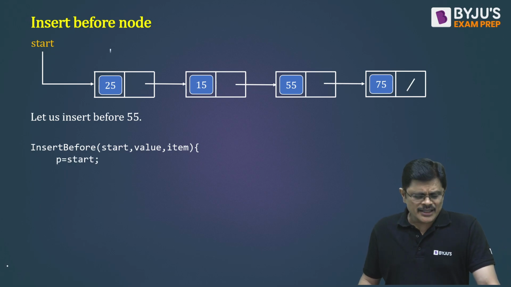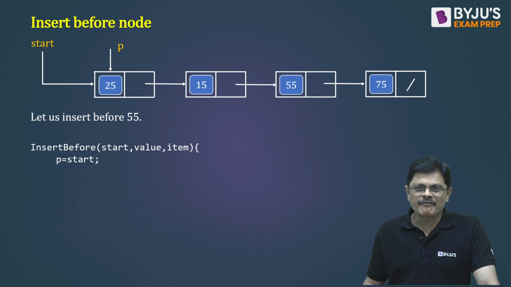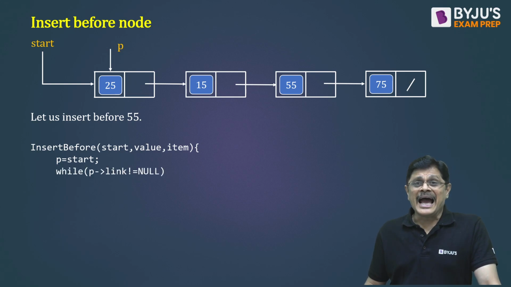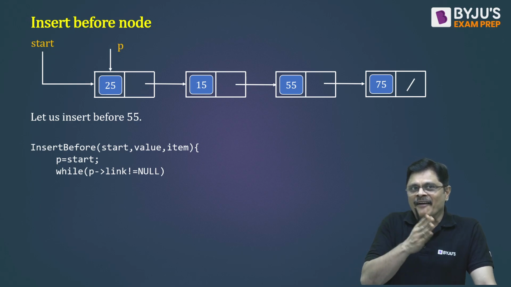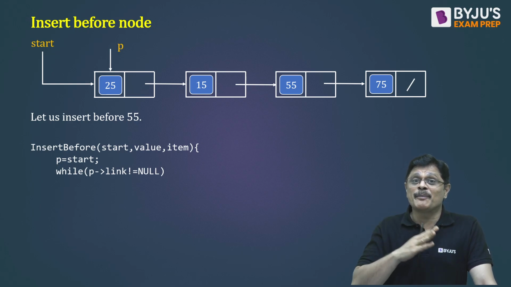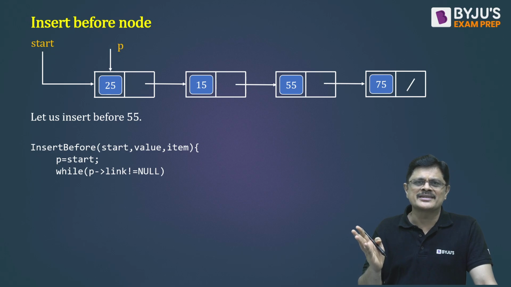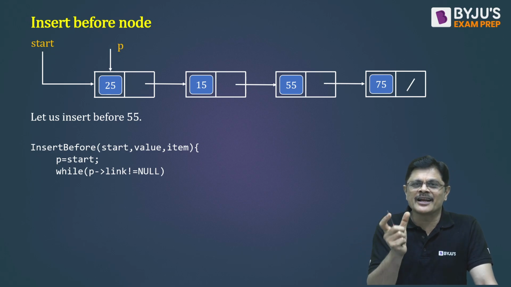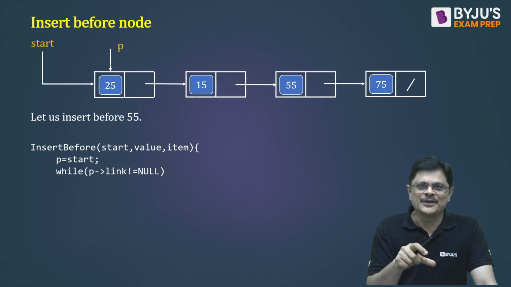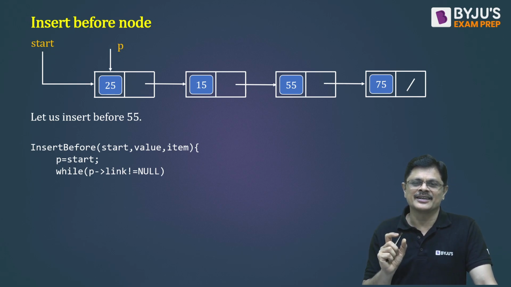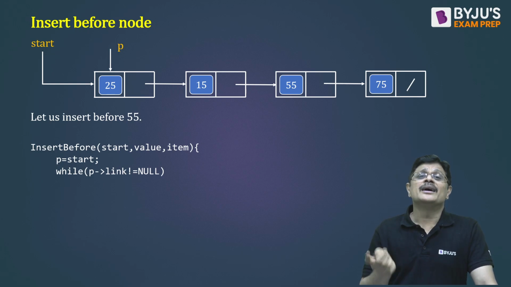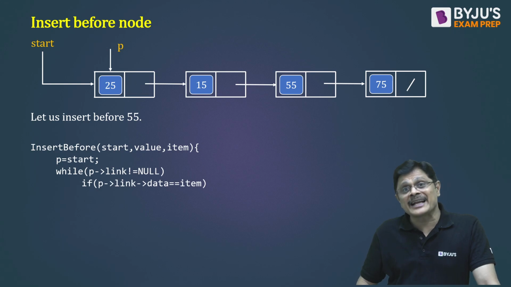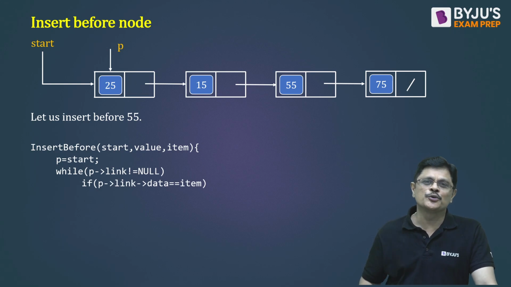P is equal to start. P is now pointing to the first node. As long as P link is not null, because the node after this is where you want to insert, it is not like P is null. P link being null also means you didn't find that particular node containing the value before which you need to insert. So P link is not null. Then what you do: if P link data is equal to item, then you have to do the insertion process.